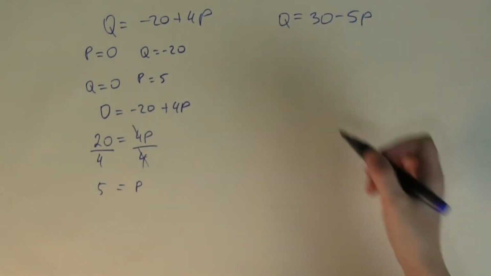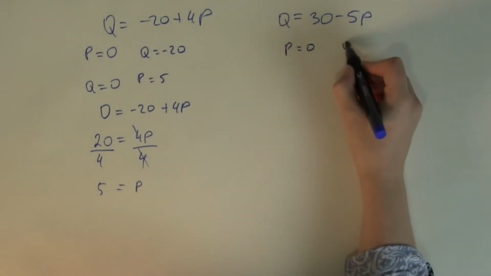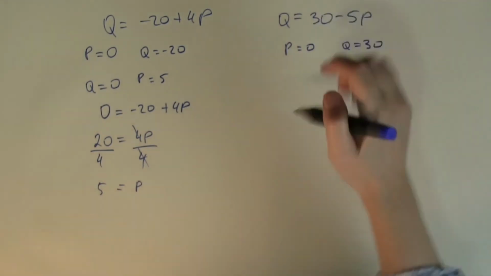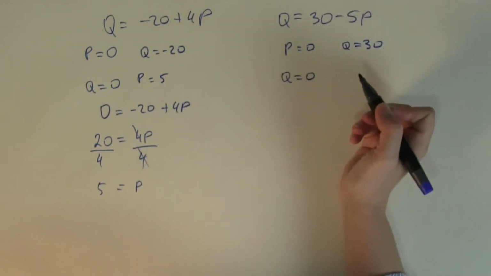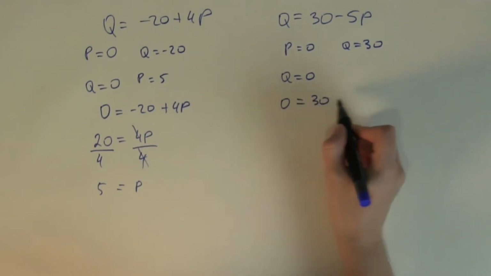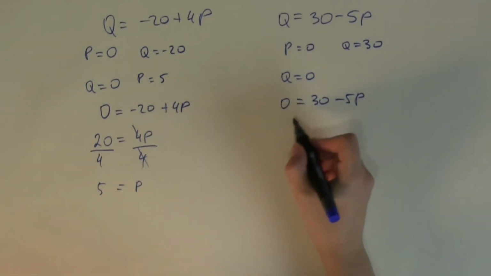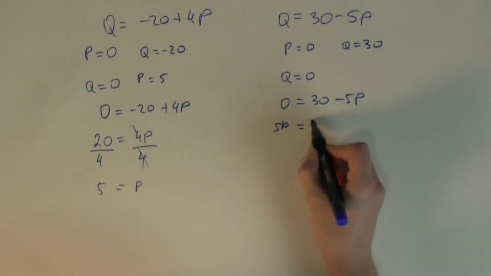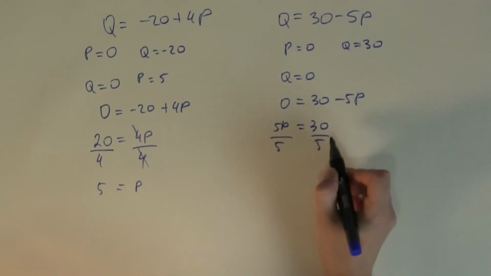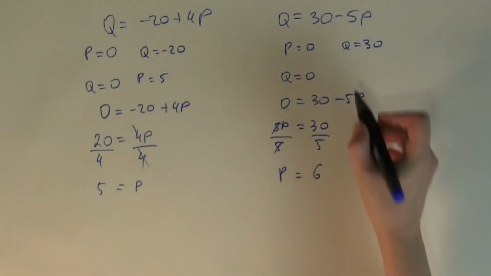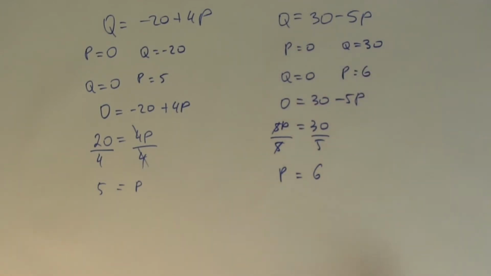For the second graph, if p is 0, q will be 30. You remember that part disappears because 5 times 0 is 0. And if q is 0, I need to do the calculation. 0 equals 30 minus 5p. Now I want to move negative 5p to the other side, so that becomes positive. 5p equals 30, and then I can divide both sides by 5 to get to p, which will be 6. Now I've got the points that I want, but how am I going to draw them? Well, let's do it on our next page.